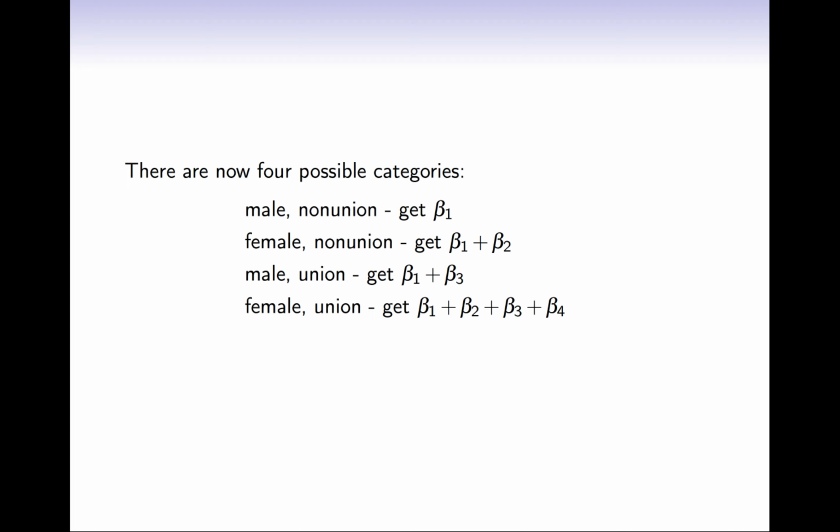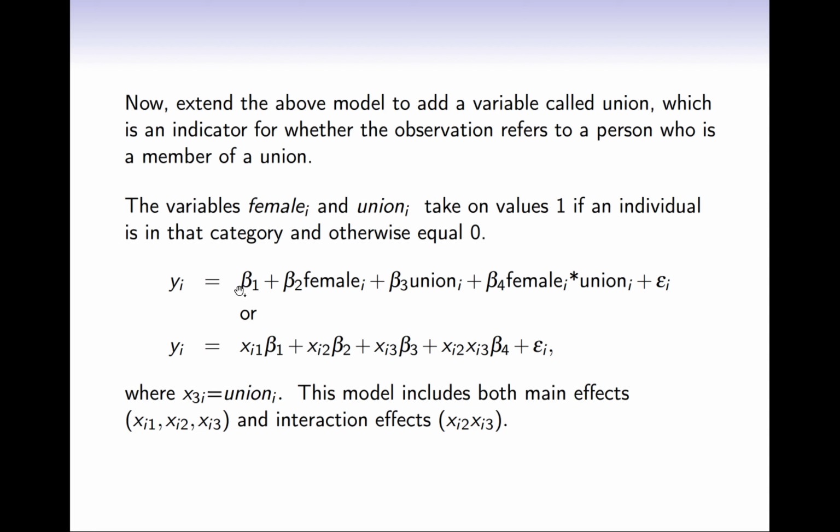Okay, so note that there are 4 possible categories: male non-union, female non-union, male union, and female union. And these coefficients: if you're male non-union, the only coefficient you get is beta 1. If you're female non-union, you get beta 1 plus beta 2. If you're male union, you get beta 1 plus beta 3. And if you're female union, you get beta 1 plus beta 2 plus beta 3 plus beta 4.